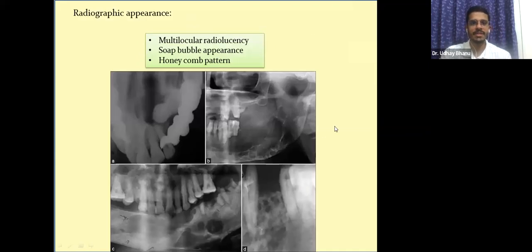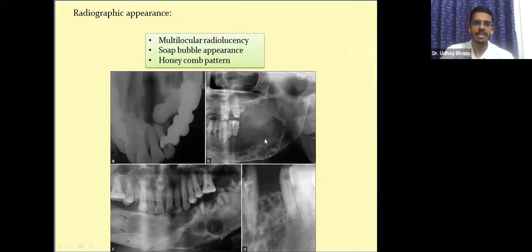Radiographic appearance. Radiographically, it will look like a multilocular radiolucency. See this? Multilocular means multiple locules. It will look like a soap bubble. See? You can see one like this, one over here, one over here. All of these are locules.